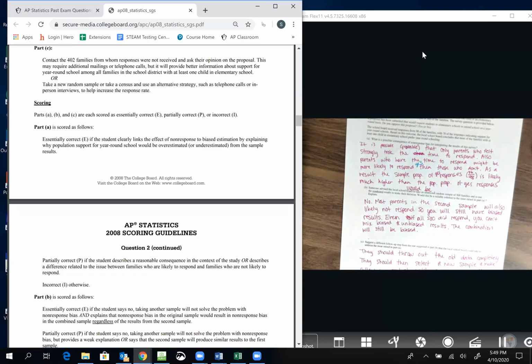They said partially correct if the student describes a reasonable consequence in context of the study, or a difference related to an issue between families who are likely to respond and families who are not likely to respond. So I explained it would be overestimated. You need to have that overestimation or underestimation in your explanation to get full credit. If your explanation's a little bit weaker, if you just explained that first part, but you didn't indicate that it would be above or below, that would be partially correct.